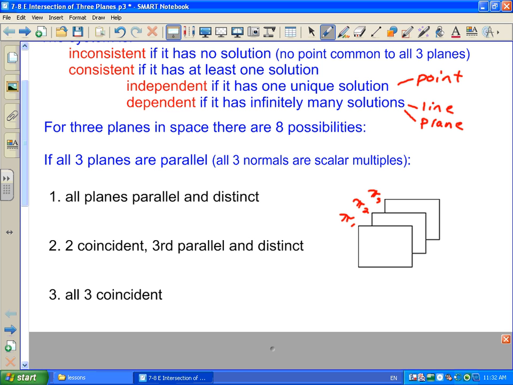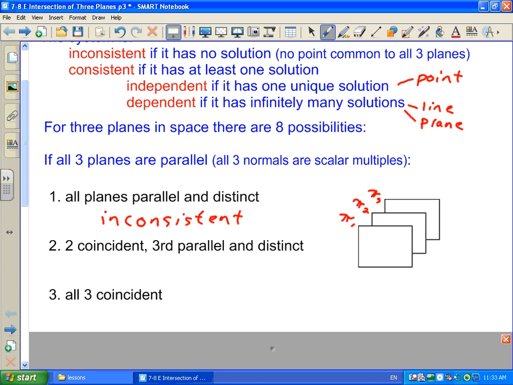Now, if our planes are parallel and distinct, is our system going to be consistent or inconsistent? Well, if they're parallel and distinct, we can't have any points that are on all 3 of them, so we can't have a solution. So this has to be always inconsistent. Okay. So if you're working away on a problem and you find that all 3 of the planes are parallel and distinct, you can say that the system is inconsistent, the planes are all parallel and distinct.